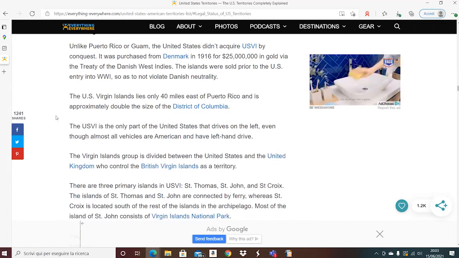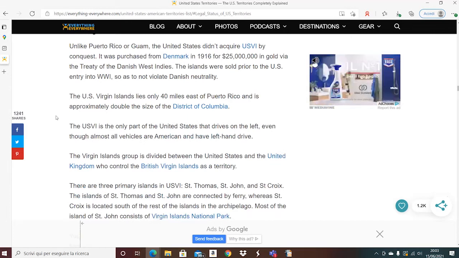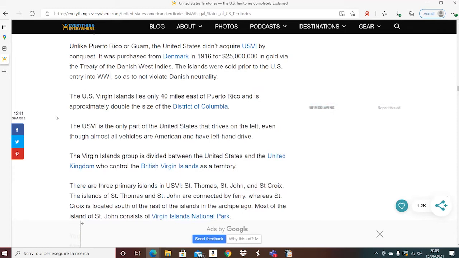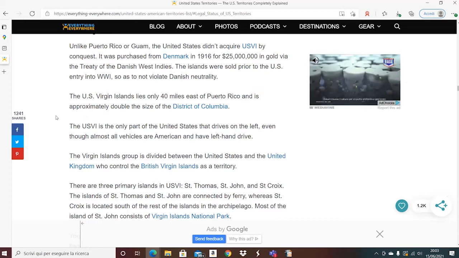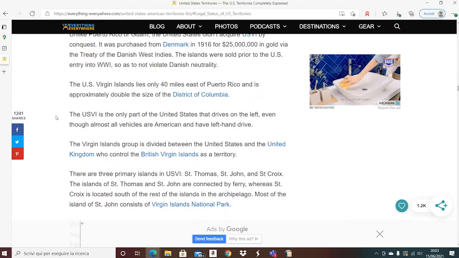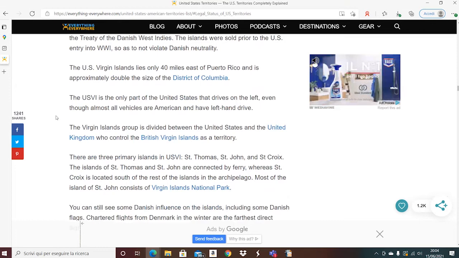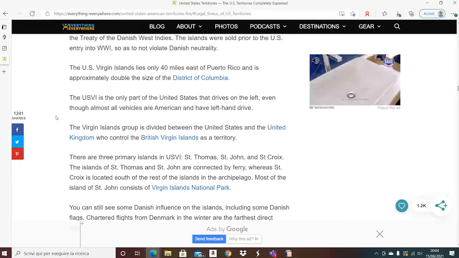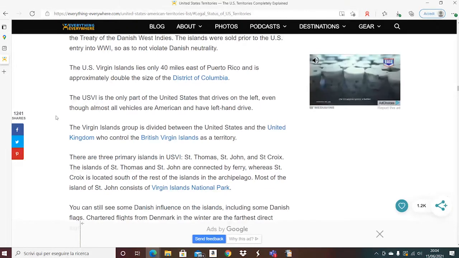The US Virgin Islands lies only 40 miles east of PR and is approximately double the size of District of Columbia. The US VI is the only part of the US that drives on the left, even though almost all vehicles are American and have left-hand drive.